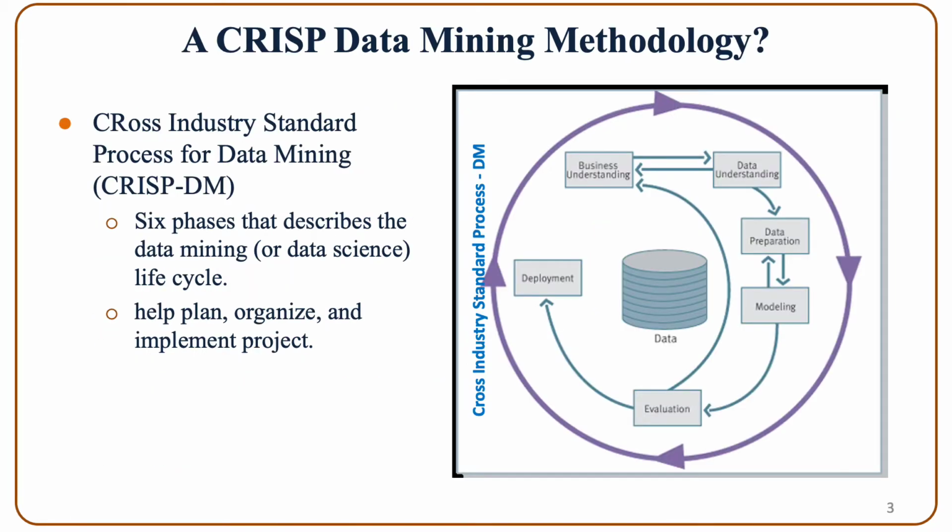Now let's talk about the cross-industry standard process for data mining. The process has been adopted by many industries. It includes 6 phases that describe the data mining or data science life cycle, and it helps plan, organize, and implement projects. There are 6 phases as we can see in the figure, including business understanding, data understanding, data preparation, modeling, evaluation, and deployment.